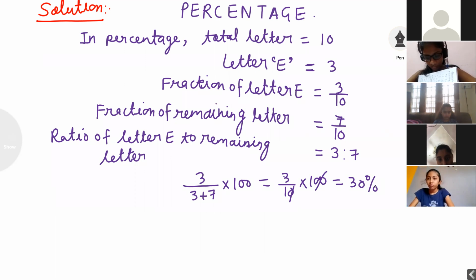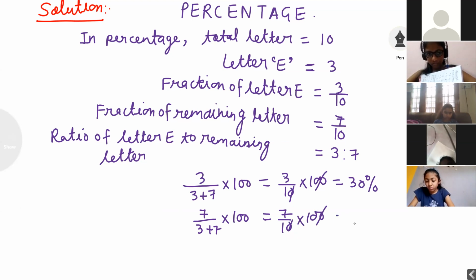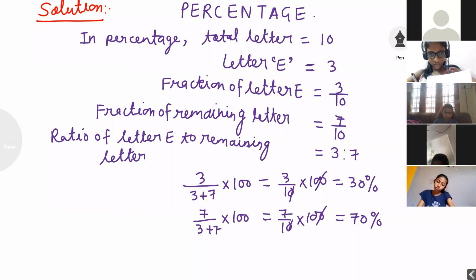Second term is 7. 7 by 3 plus 7 into 100. Why are we multiplying by 100? Because we are converting a fraction into a percentage. Then 7 by 10 into 100. 10 and 10 cancel, 70%. Then we can write here, hence the percentage of letter E is 30% and the remaining letters is 70%.